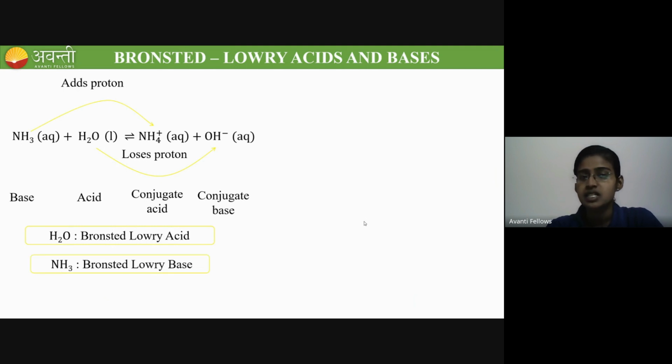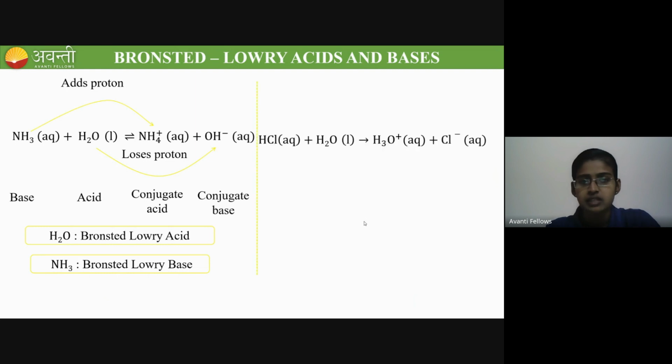The substance which is donating the H plus is called an acid and the substance which is accepting the H plus is called a base. So is this clear to all of you? Any doubt from this? Any doubt from this? No, clear. Fine. So we will see one more example.